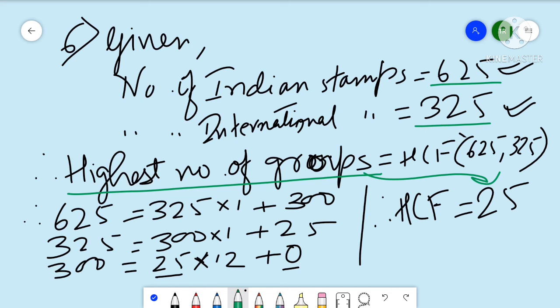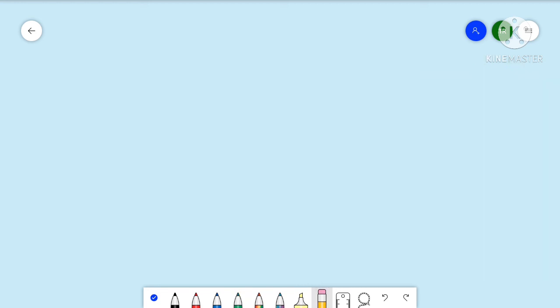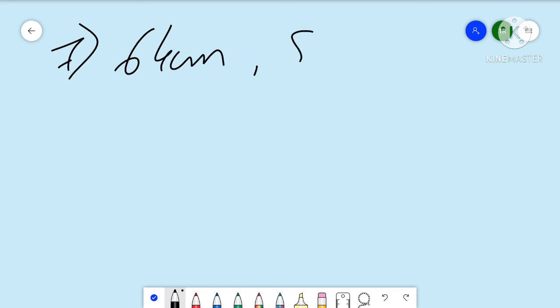In question number 7, they have asked: two ropes are of length 64 centimeter and 80 centimeter. Both are to be cut into pieces of equal length. What should be the maximum length of the pieces?